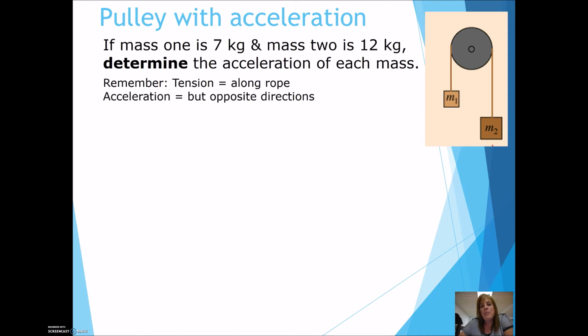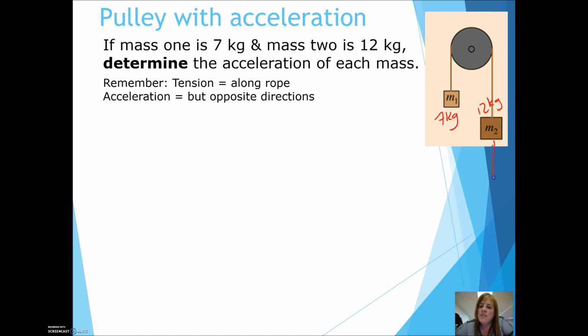Let's take a look at a problem where there's acceleration, because this is where you're going to make some errors. If I have two masses hanging by a rope across a pulley, and let's say that mass 1 here is 7 kilograms, and mass 2 here is 12 kilograms. If I hang these different masses and I let go, what's going to happen?